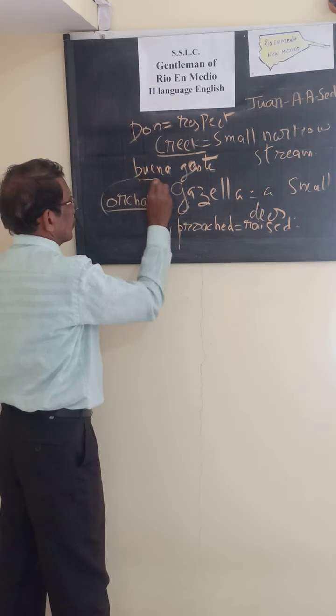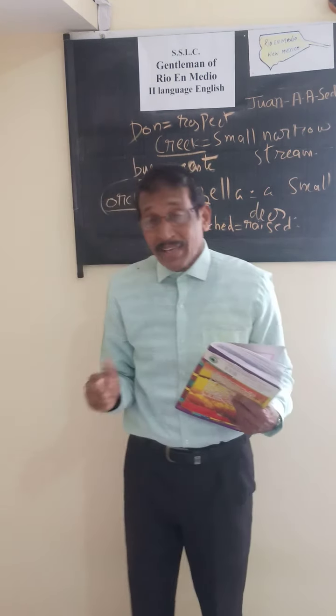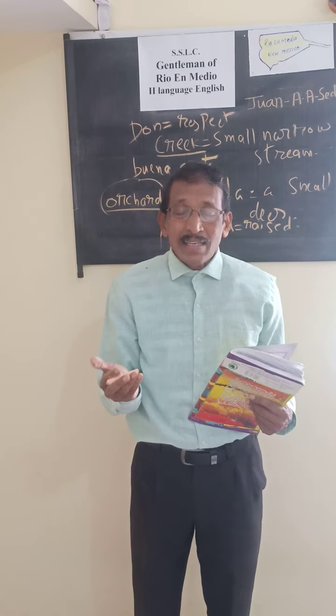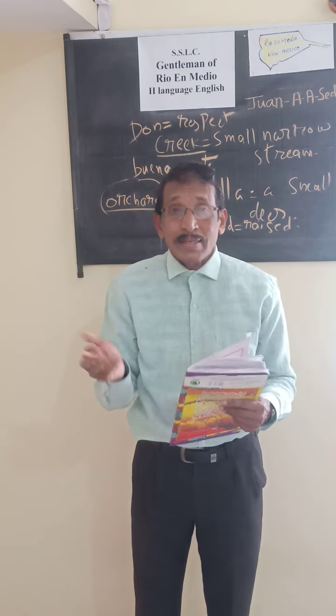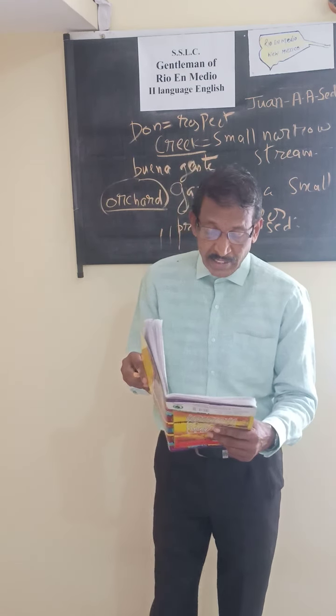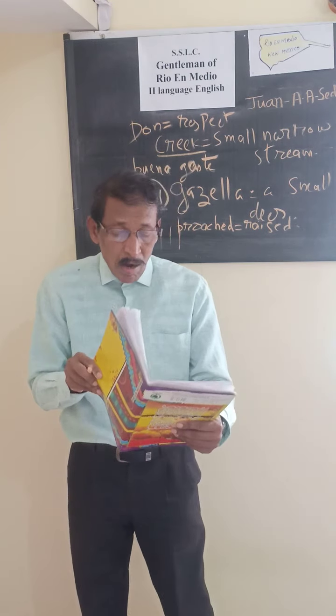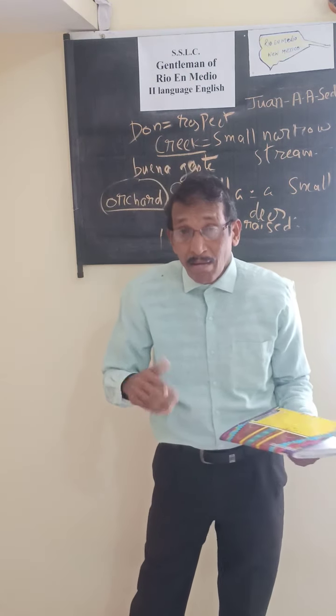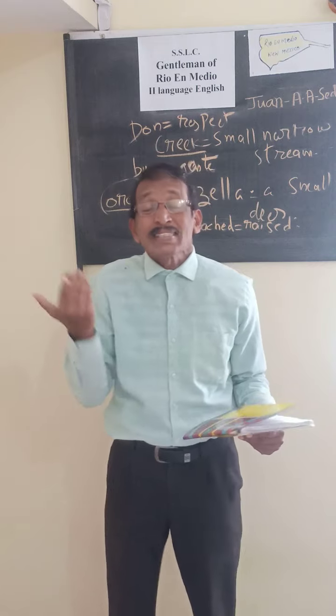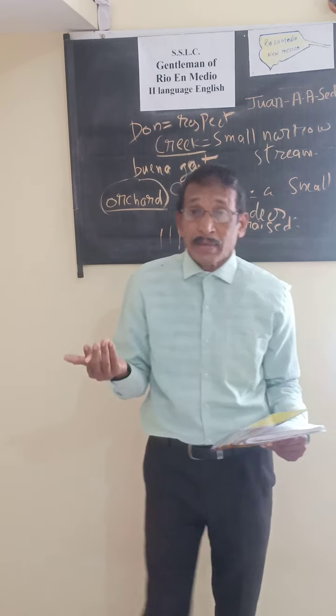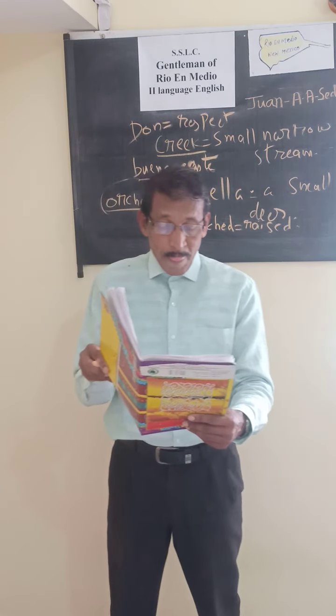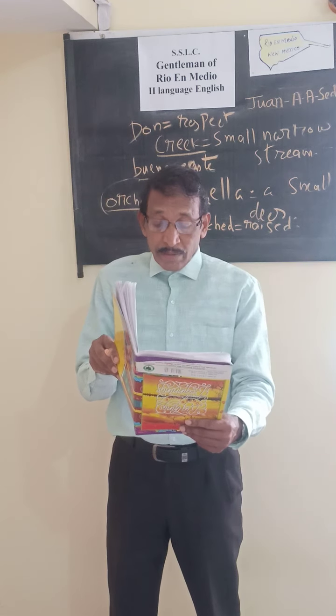Orchard. A piece of land where a large number of fruit trees are grown. Next, a long double-breasted coat. A long double-breasted coat is called a Prince Albert.